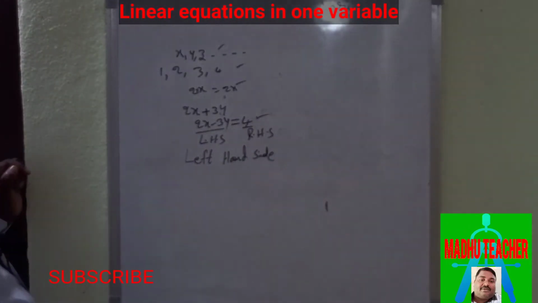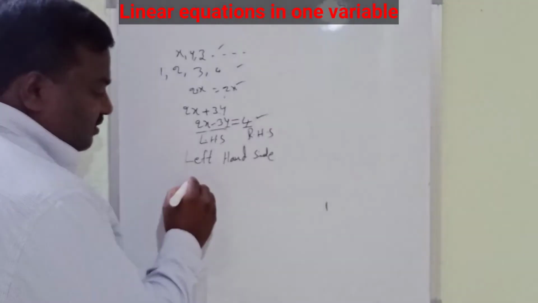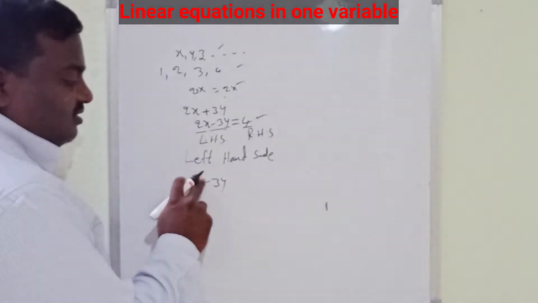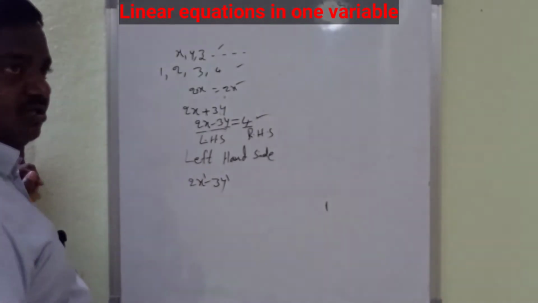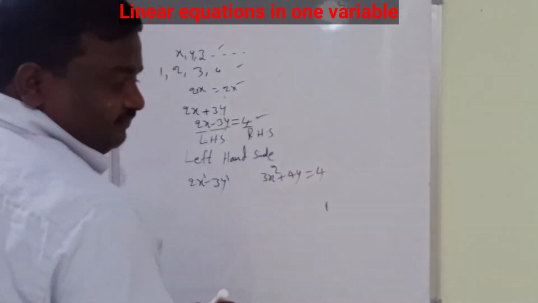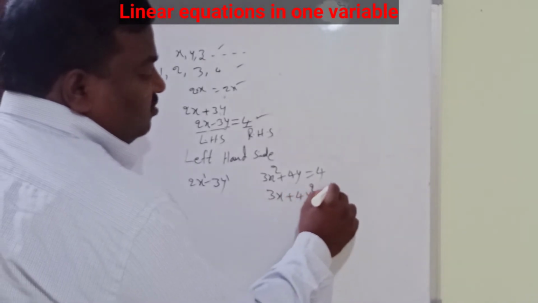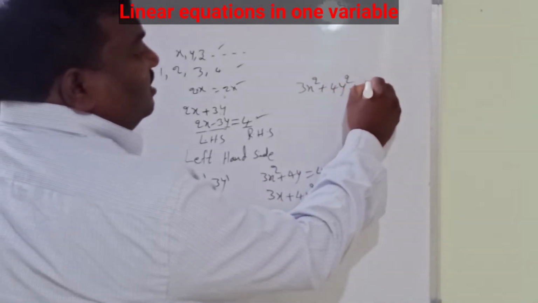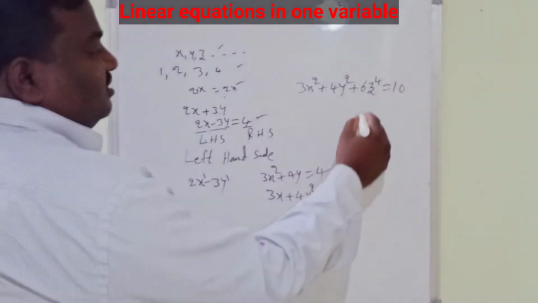And in this expression we have two variables, that is x and y. In 2x minus 3y, the degree of x, that means the exponent, there is no exponent, which means it is 1. We can write 3x square plus 4y. It is also an equation. Suppose 3x plus 4y square equal to 6, or 3x square plus 4y square plus 6z to the power of 4 equal to 10. These all are also equations.